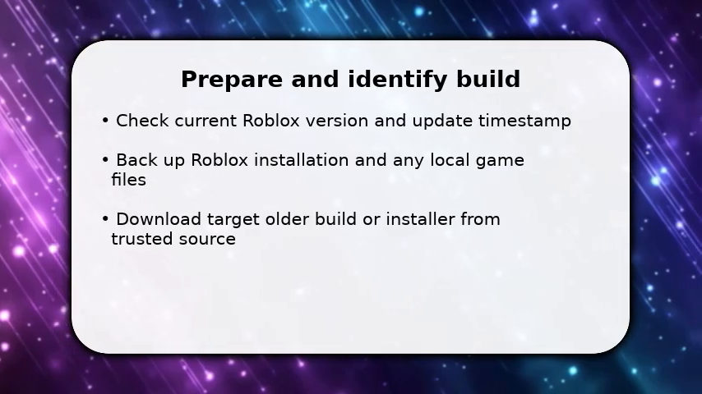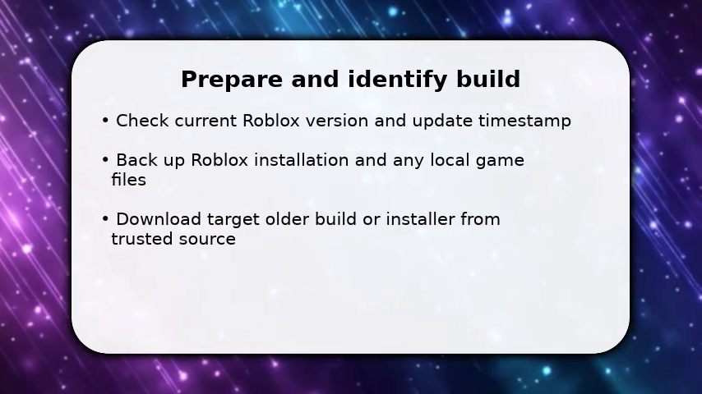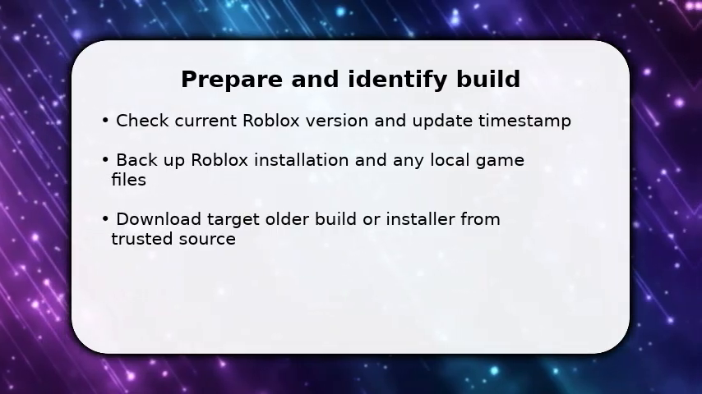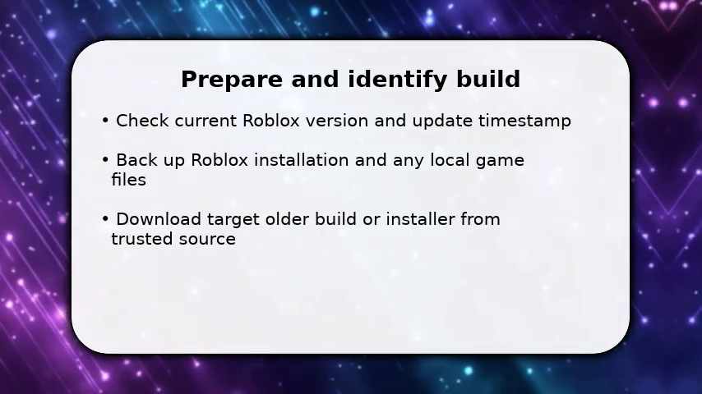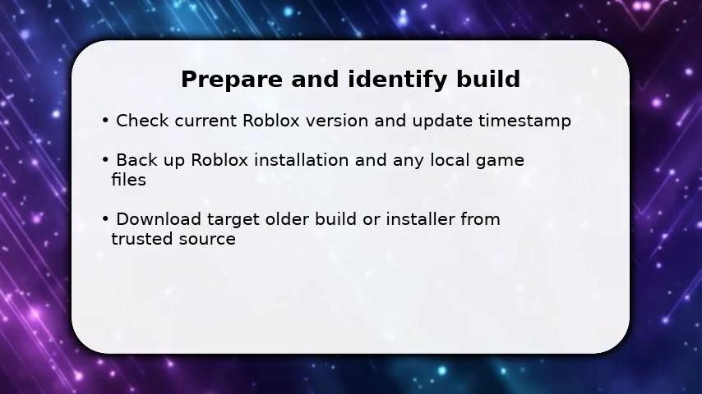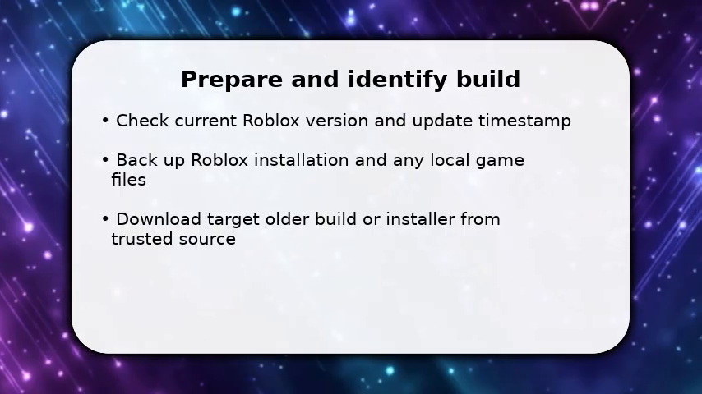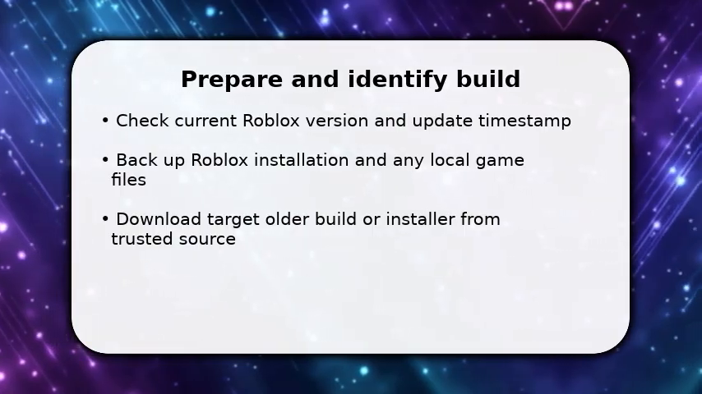Enjoy the video. You start by identifying which Roblox update broke things and why, so check the current version and note the timestamp. Next, back up your Roblox folder and any local game assets to avoid data loss. Once done, obtain the specific older installer or build you want. Make sure it matches your platform.